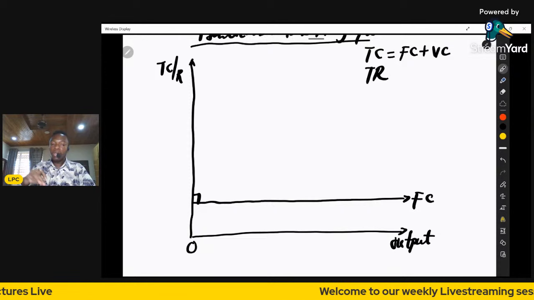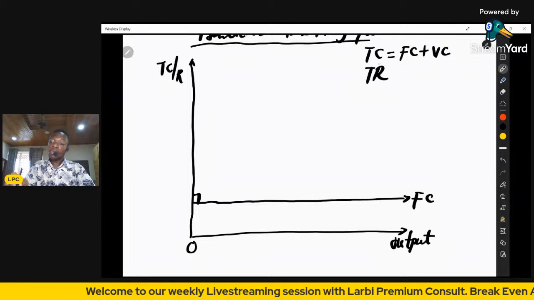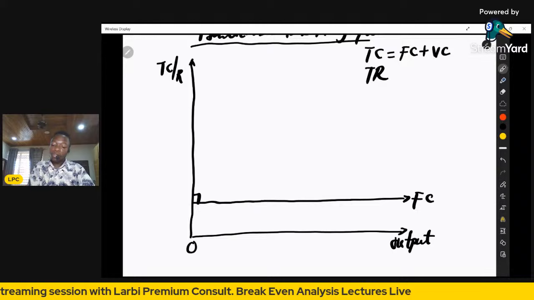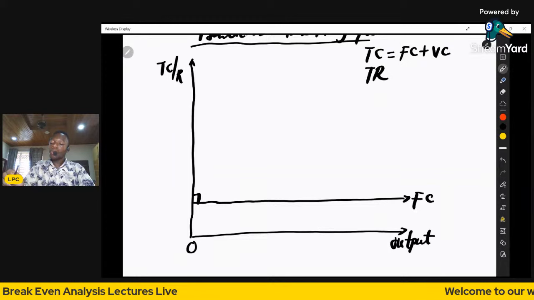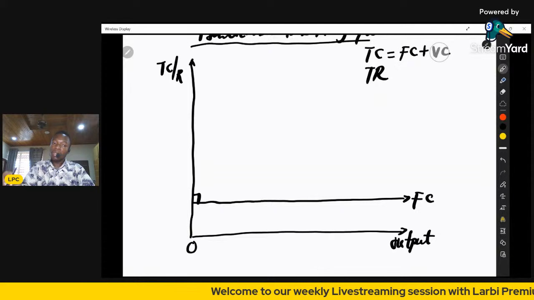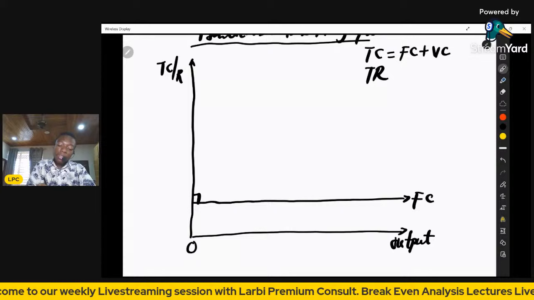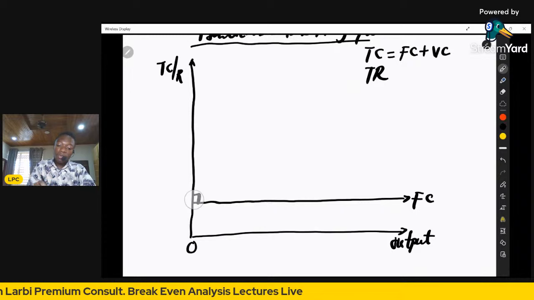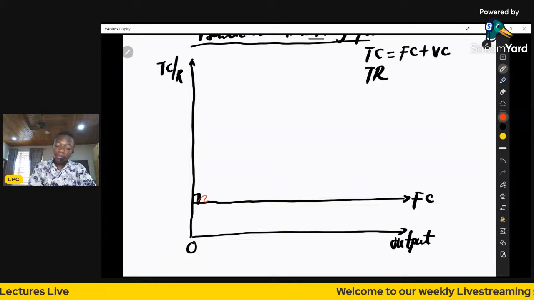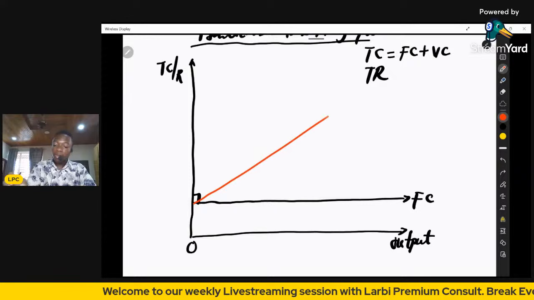Once we have our fixed cost, we also want to illustrate the total cost. Our fixed cost behaves graphically as a straight line, parallel to the output line. The total cost, which is a combination of fixed cost plus variable cost, is a curve or line that starts at the point where the fixed cost meets the total cost or revenue axis. So we start from here.